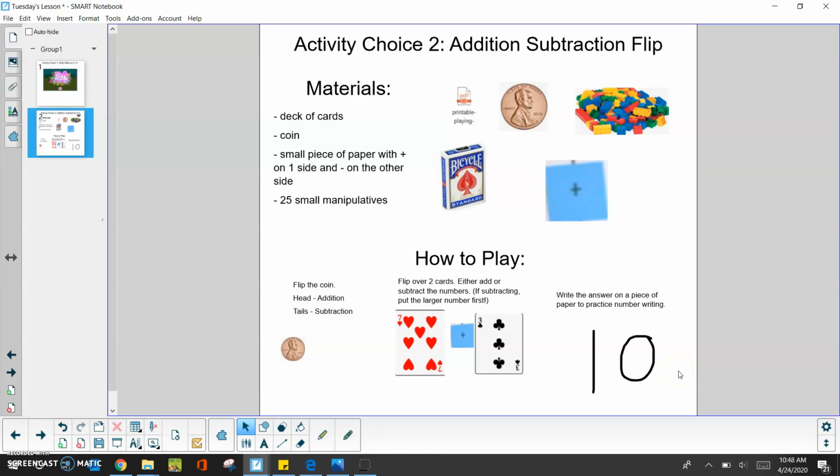So these are your 2 choices today. You can play an online game, or you can make your own game to practice today and other days.